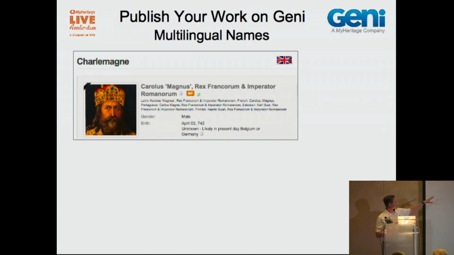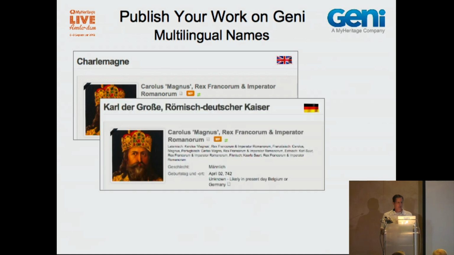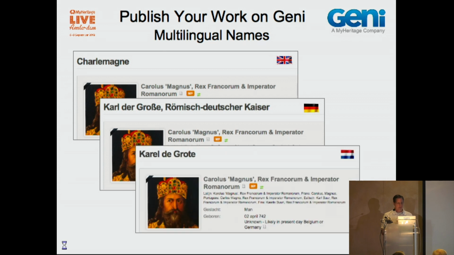And although it's too hard to see, the smaller text below shows you the alternate language names. And if you view that same profile on Geni while you're using the site in German, then you're going to see him as Karl der Große. And here in the Netherlands, Karel de Grote. So this is a really powerful feature on Geni. You won't find this anywhere else: the ability to represent people as they were known in their local languages.